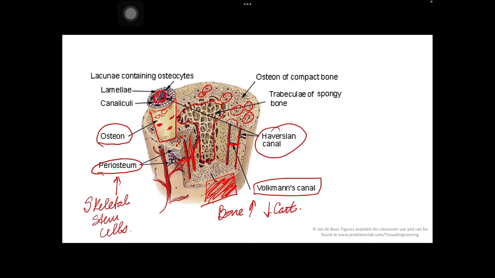One of the reasons is because these structures are highly vascularized, and that's why we can immobilize a broken bone and induce fracture repair. And we will talk about what fracture repair actually means. So that's what we can say at the moment about bone.